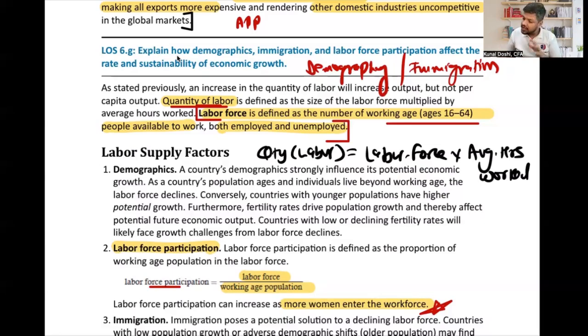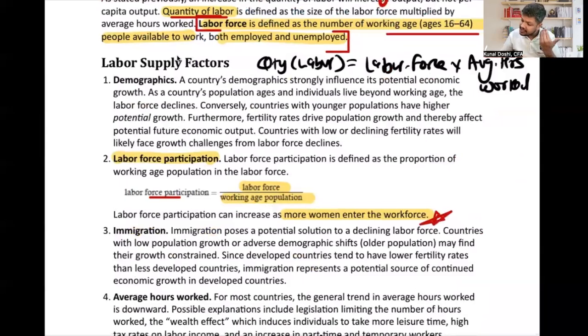Okay. This quantity of labor is dependent on various things. Number of factors include, number one, demography. Demography is the feature of the population. As I said, demography means how much of this population is young.